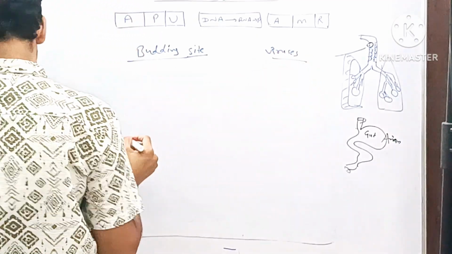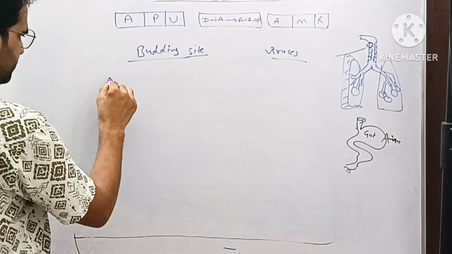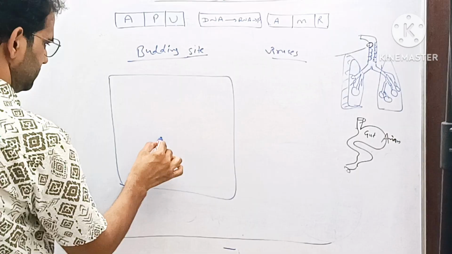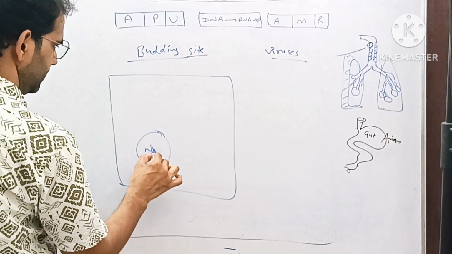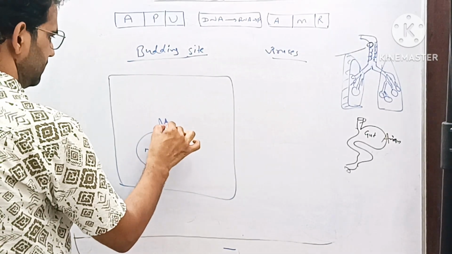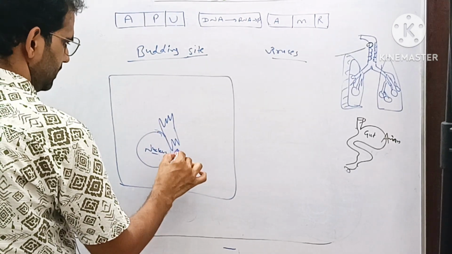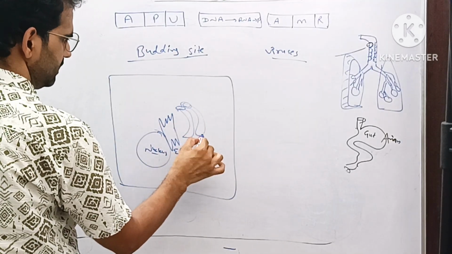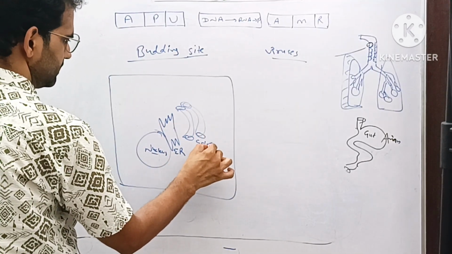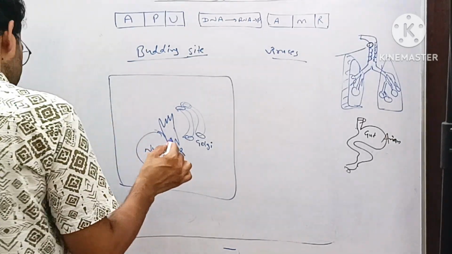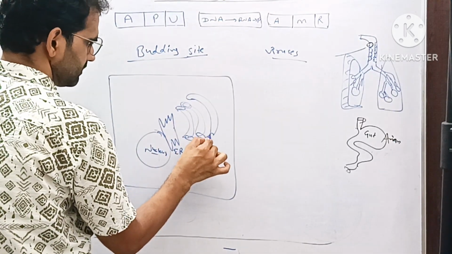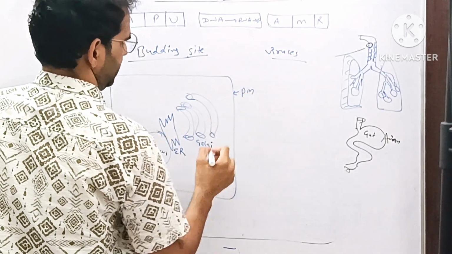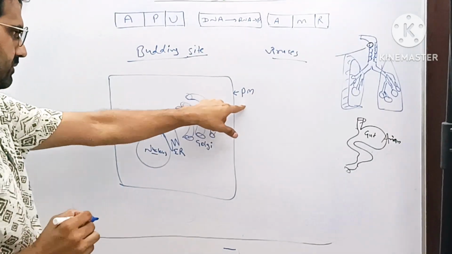And viruses, for example. This is the nucleus, endoplasmic reticulum, and this is the Golgi with its vesicles. And this is the plasma membrane. So we'll start from the plasma membrane.